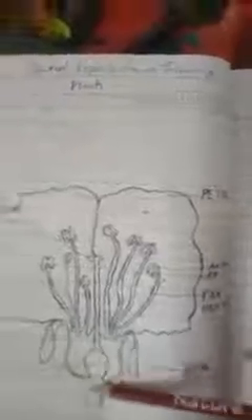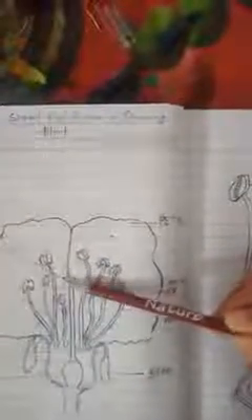ovary. You are looking, this is ovary, and this is a style, and this is a stigma. So this stigma, this style, and this ovary make the female reproductive part, which is called carpel.